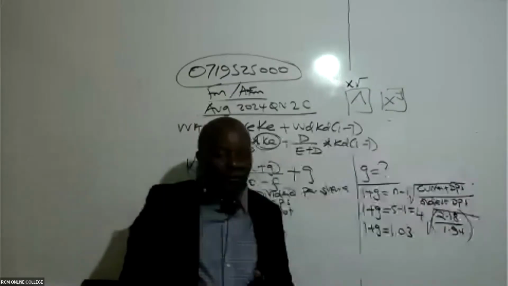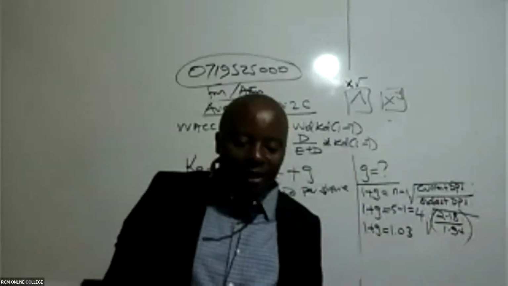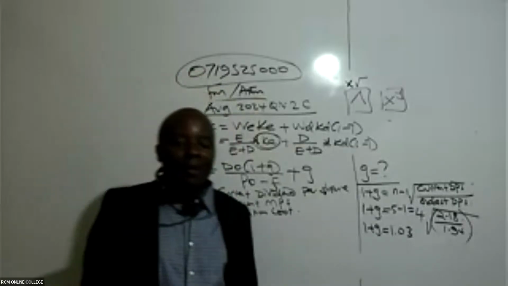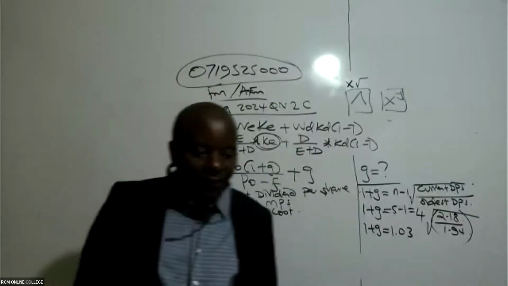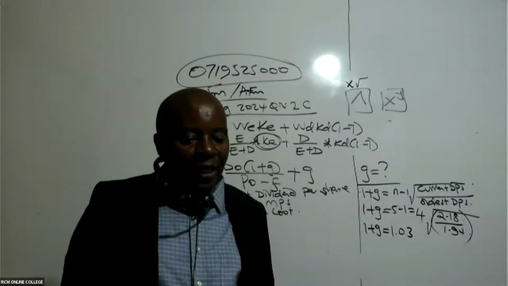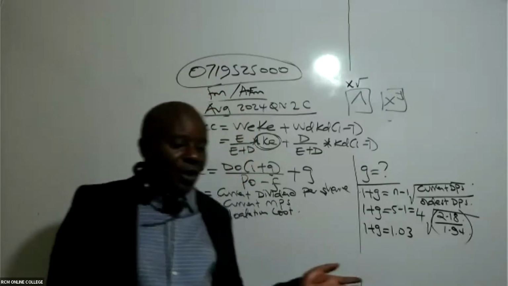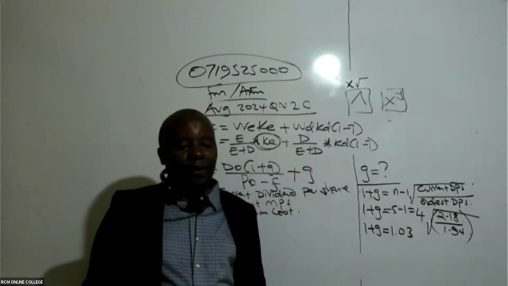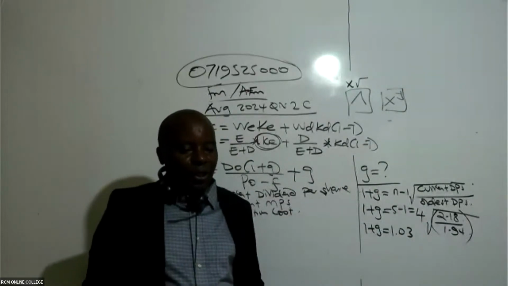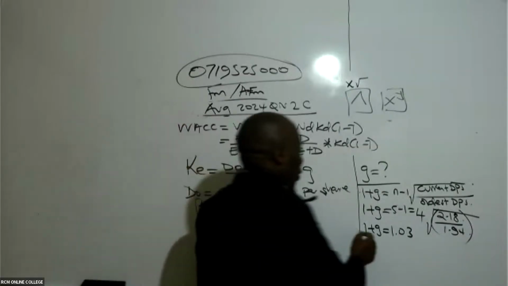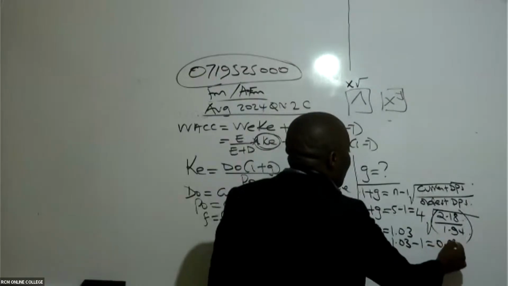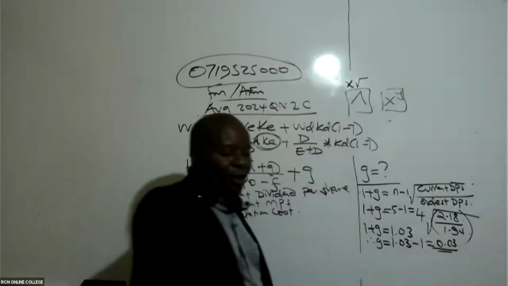Somebody apart from BR, I want to know whether we are together. If I can know we are together, then I'll be able to really pump into you guys many hours. Yes, you can round off. Like on my side, I've rounded off to 1.03, which now G will be 0.03. So if I make G the subject, it will be 1.03 minus 1, which is 0.03.